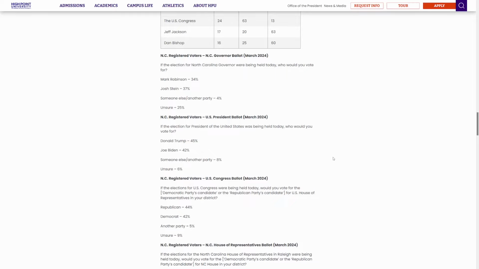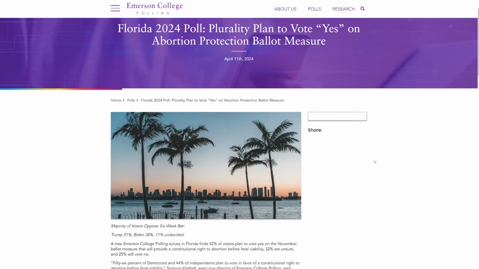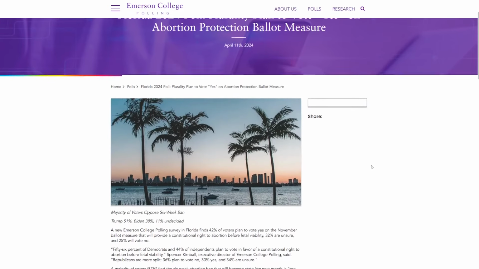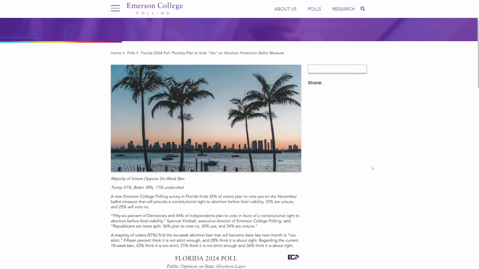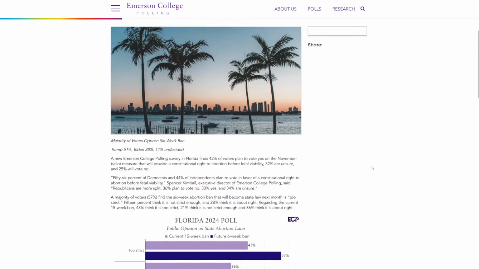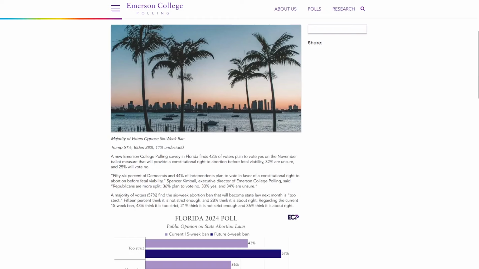Now let's move on to Florida. We've got an Emerson poll, and they poll the upcoming abortion amendment that's going to be on the ballot this November. That's something Democrats are more energized about, thinking that it could boost their turnout in other races. So what is this poll showing us? Well, first of all, Trump is leading by 13 points in a head-to-head matchup against Biden. So as of right now, this state does not look competitive at all.